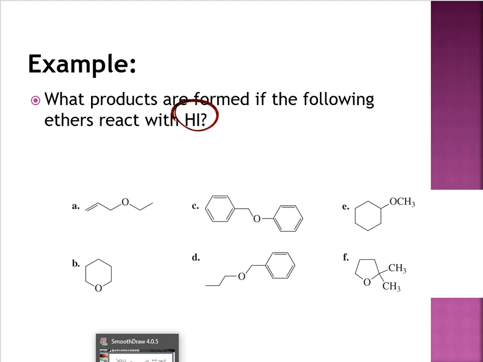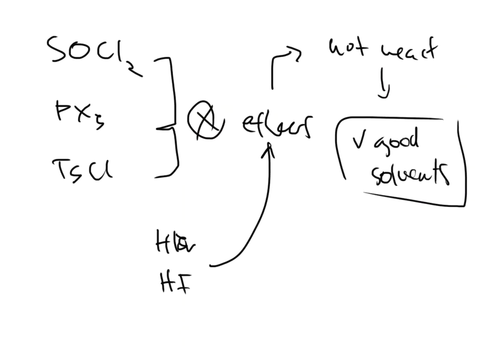So this question, what products are formed? Notice it says products with an S, because two clear products are formed in these reactions because the ether splits in half. So what would be formed if the following ethers react with HI?